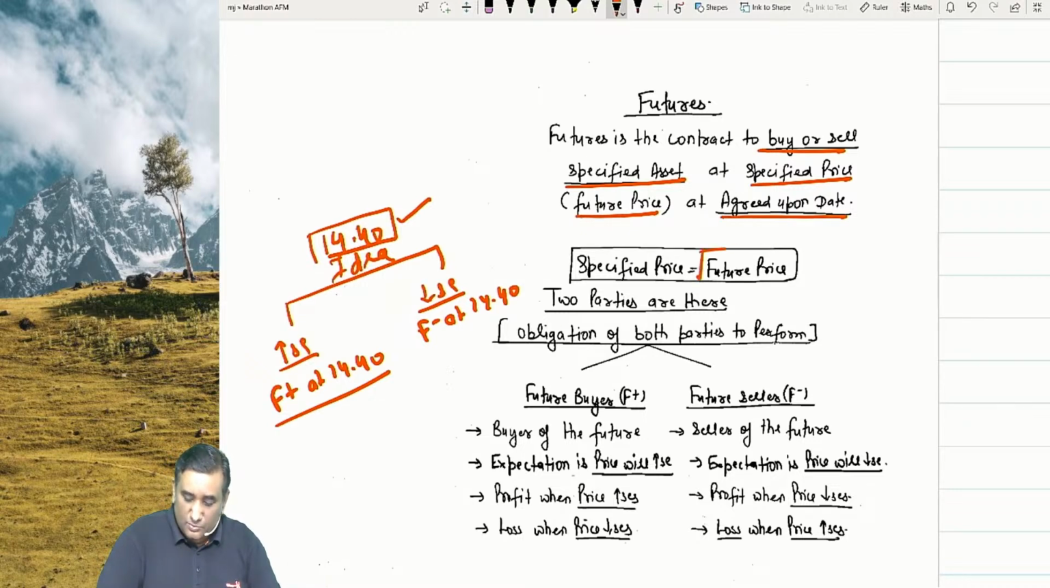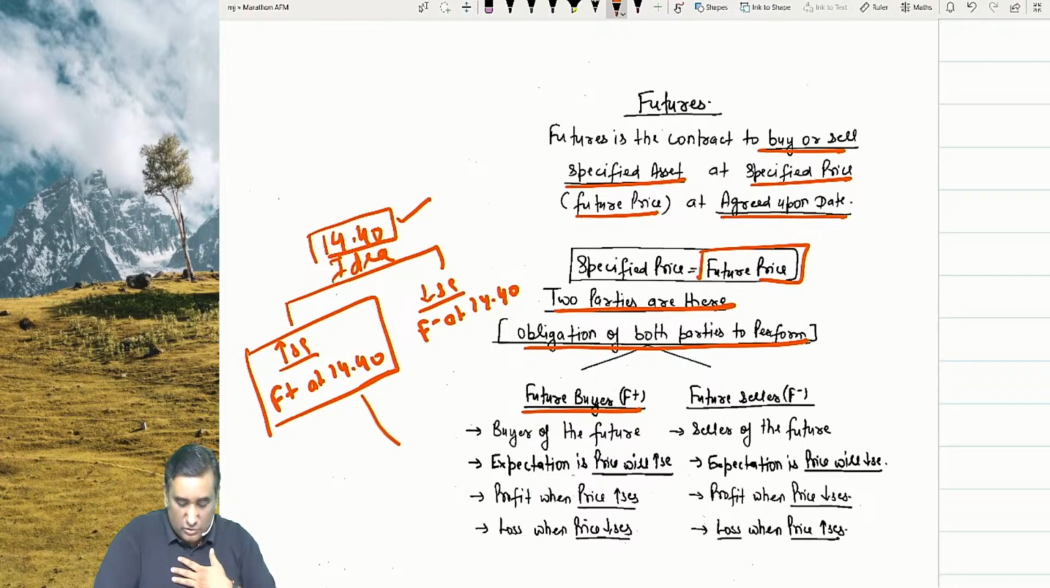The specified price is the future price. Two parties are there, you and me. It is the obligation of both parties to perform. In the option market, one party had the right and the second party had the obligation. Now I'm talking about the future buyer. This is a future buyer.